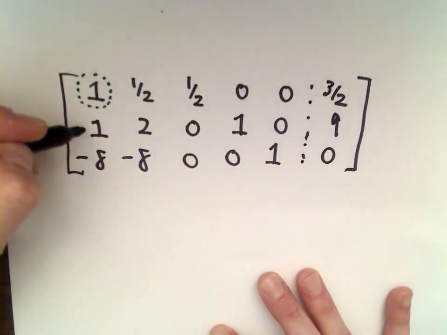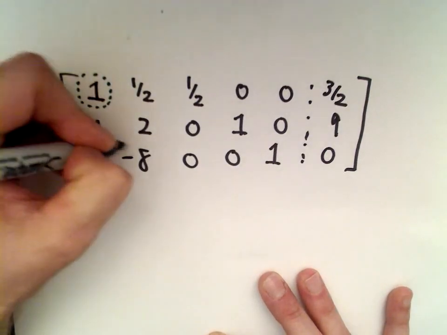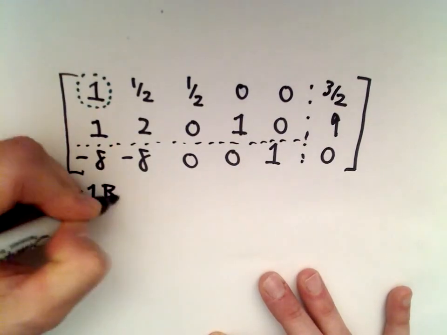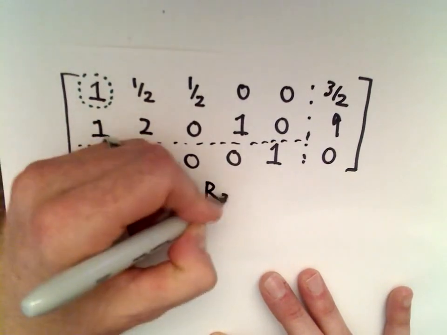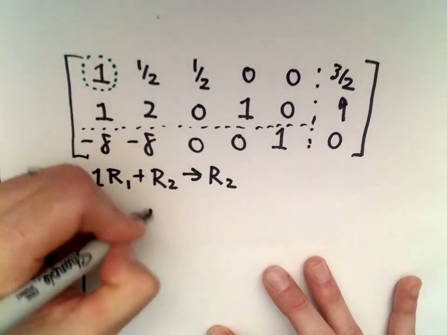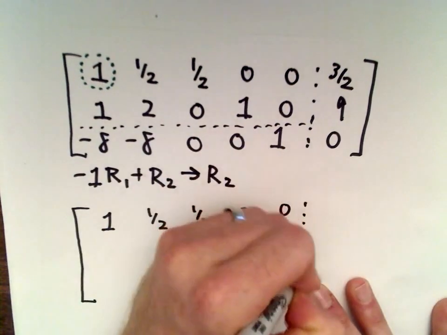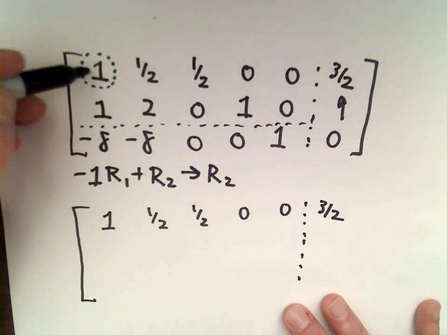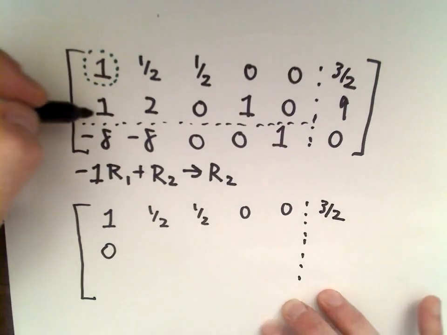I want to get a 0 where the extra 1 is and the -8. To do that, I'm going to take -1, multiply that by row 1, add that to row 2, that's going to give me my new row 2. So let's do that operation first. The first row is going to stay just like it is, 1, 1/2, 1/2, 0, 0, and 3/2. Now if I take -1 and multiply it by 1 and add it to 1, I'm going to get 0. That's the whole reason I did that. So here come our fractions.